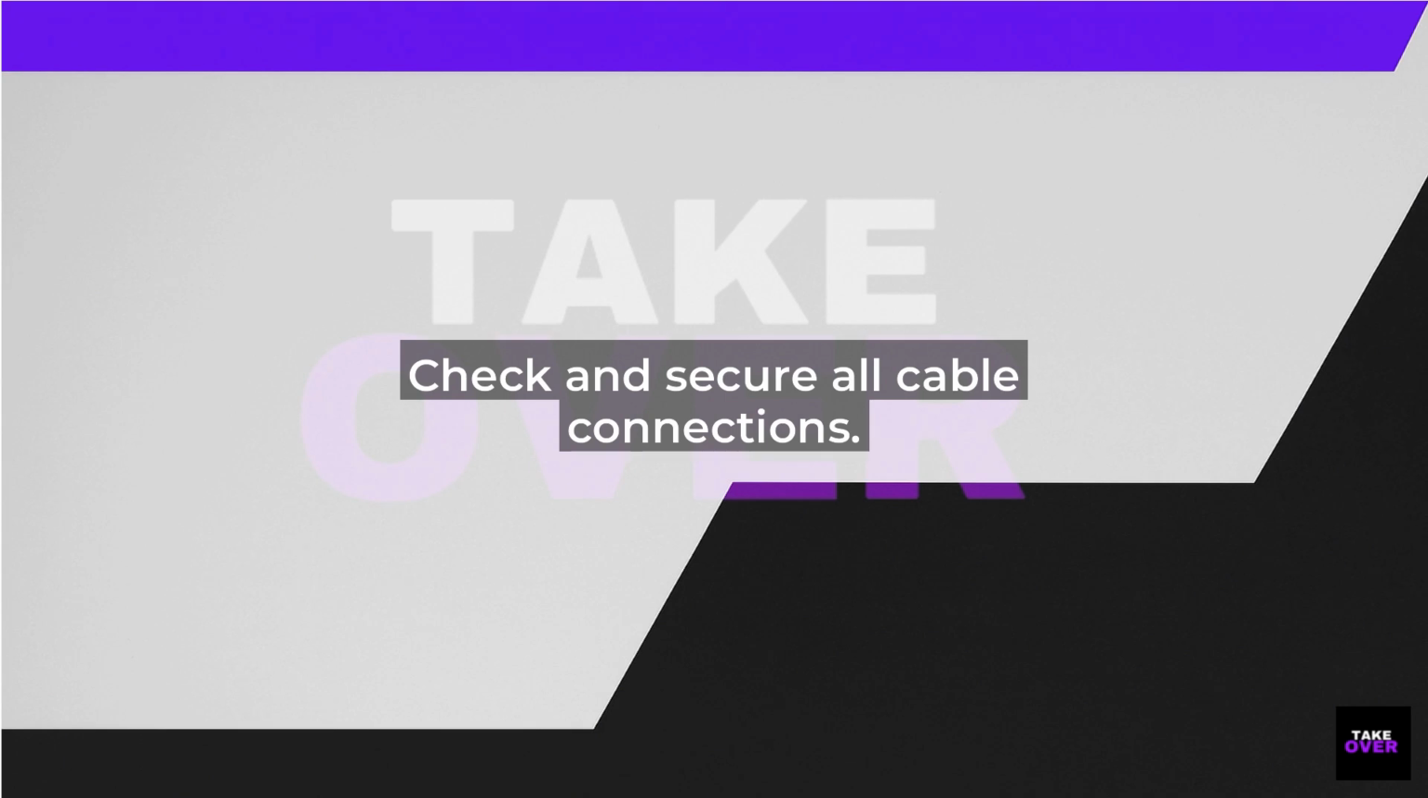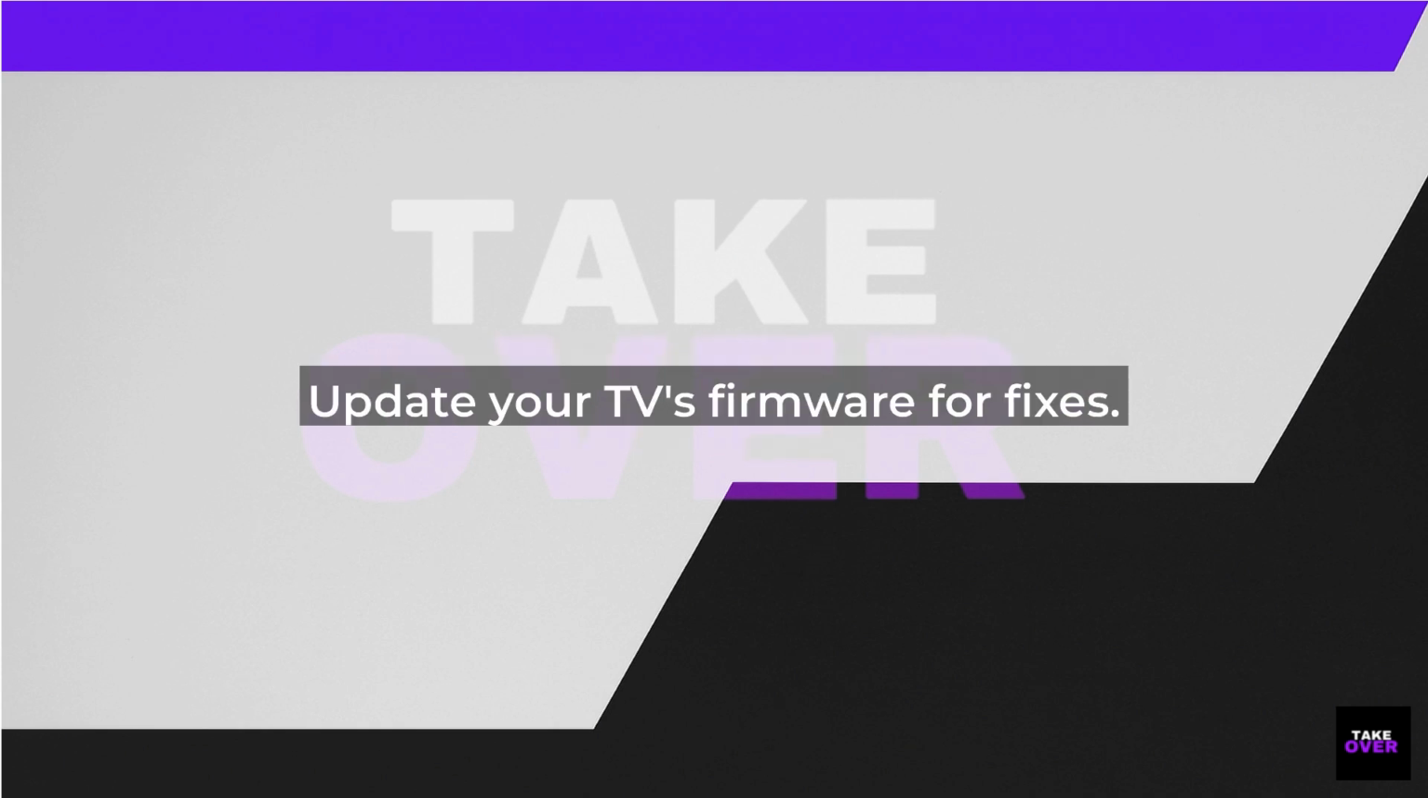Start by turning off your TV using the remote or the power button, wait for about 30 seconds, and then turn it back on. This simple restart often clears minor glitches. If that doesn't work, check all your cables. Make sure your HDMI, power, and any other connections are securely plugged in. Dust or loose wires can cause this error, so give everything a quick inspection.